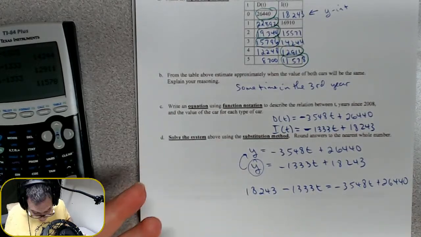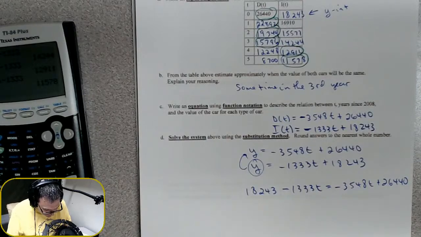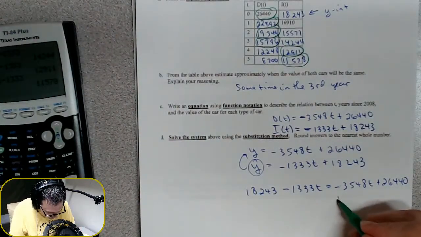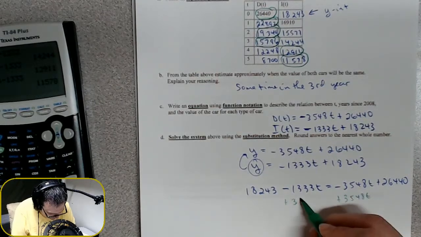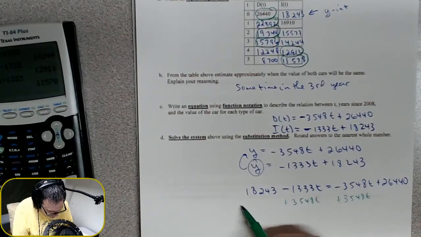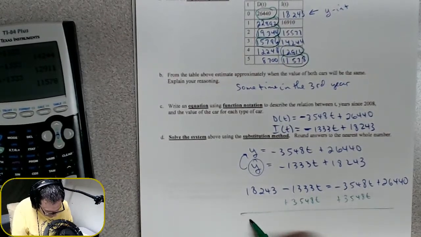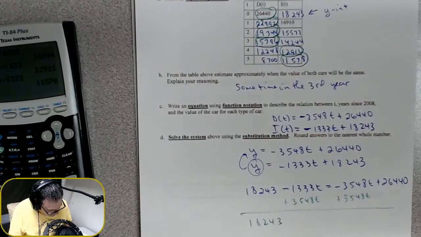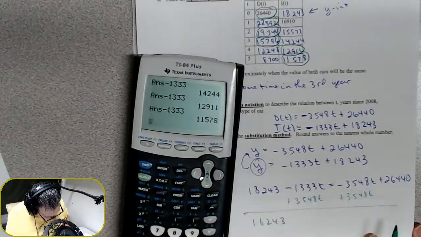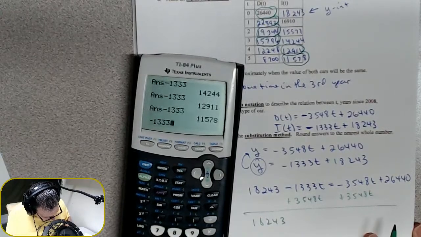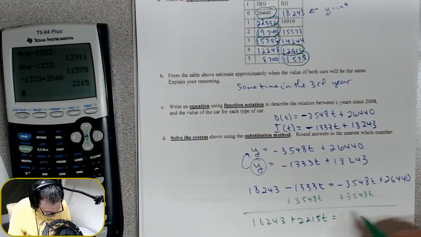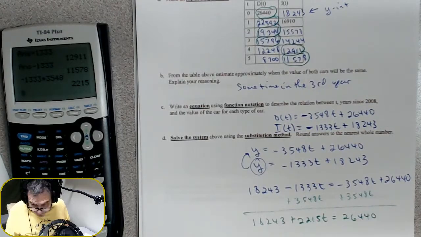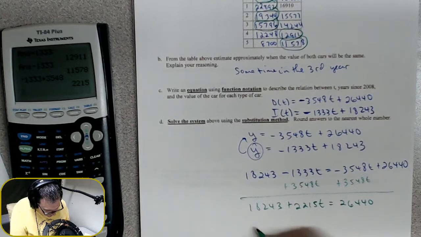Now it's pretty easy. You have to say, what side do you want the t on? I'm going to put the t on that side, so I'm going to add this to this side, and add that to that side. And then I'm going to move this over to the other side. Let's do one thing at a time. 18243, and I get my calculator out, because you don't try to wing it. Negative 1333 plus 3548 gets me positive 2215t, 26440. You see that? And then we'll move that over.